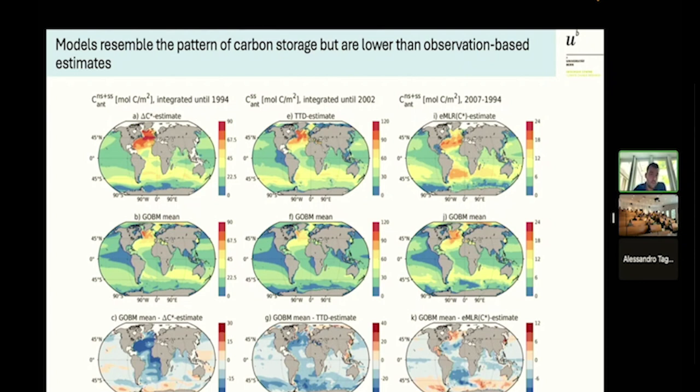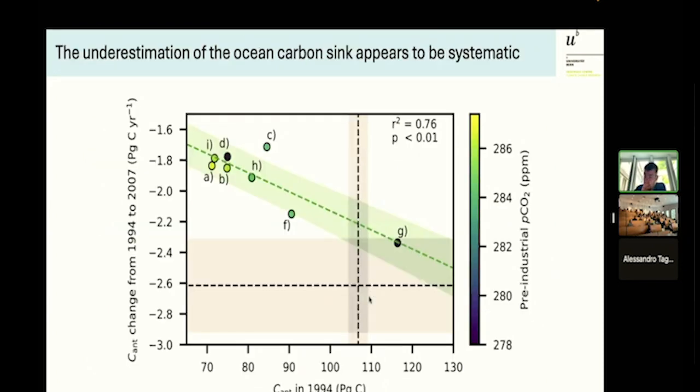So we know what's going on, but we need to put in more effort to really quantify and get the numbers right. And just to show you this underestimation from a slightly different perspective: here we have the anthropogenic carbon storage until 1994, and here from 1994 to 2007. And here are the respective observation-based estimates of these two quantities.